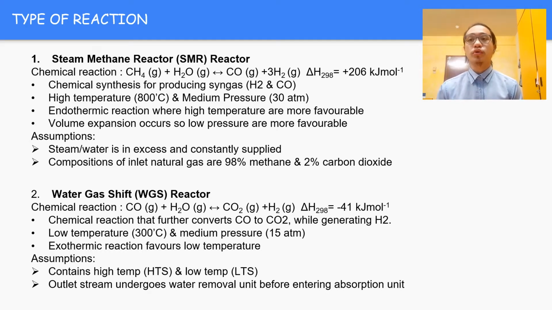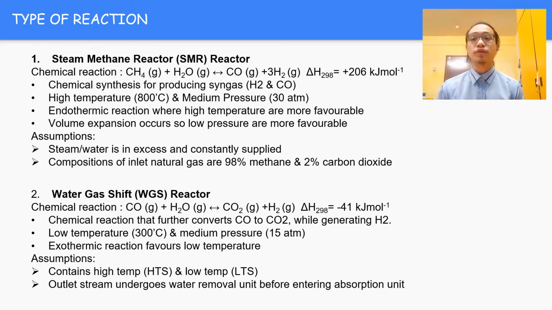So the assumption for the first reaction is that the steam and water inlet, the feedstock of steam, is in excess and it is constantly supplied to the system. Okay, so the next assumption is that the composition of inlet natural gas is 98% methane and 2% carbon dioxide. So this inlet natural gas is actually after it has been desulfurized, before it enters the SMR reactor.